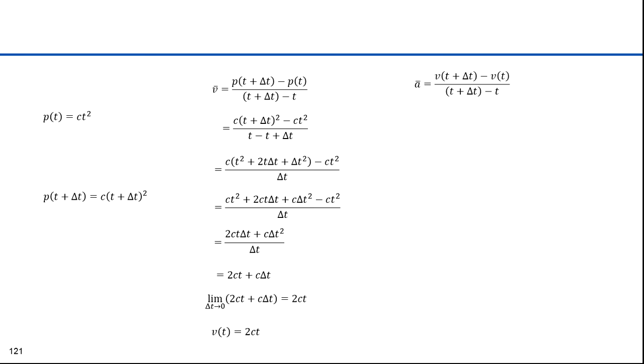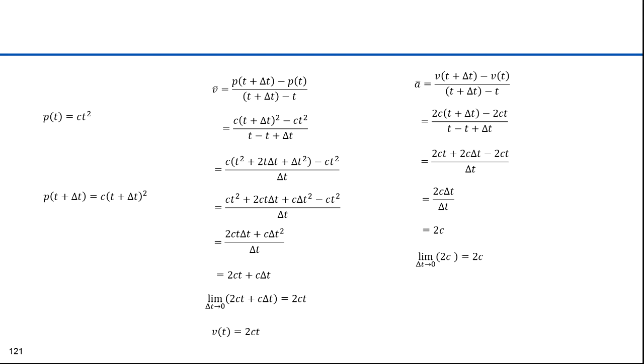Let's do the same thing for acceleration. Acceleration is the change in velocity over the change in time. Here's the equation for average acceleration between t and t plus delta t. V of t is 2ct. Let's make that substitution. Average acceleration is 2c times t plus delta t minus 2ct over t minus t plus delta t. The t minus t in the denominator is going to cancel out. Let's multiply 2c times t and 2c times delta t. Here we have 2ct and minus 2ct. Those are going to cancel. That reduces to 2c delta t over delta t. There are delta t's in both the numerator and denominator, and those will cancel.